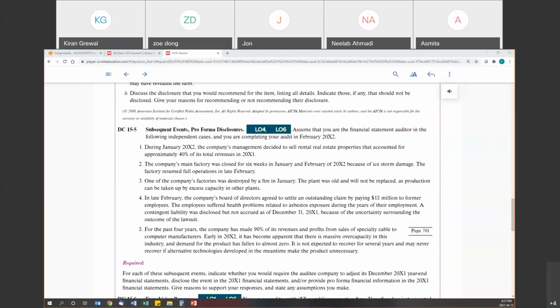Oh, I see. So as an auditor, you have to decide these 5 events. Do we have to go back and get the client to adjust their statements or disclose this information in their just 2021 statements? Oh, I see.